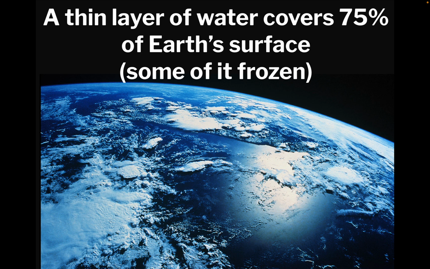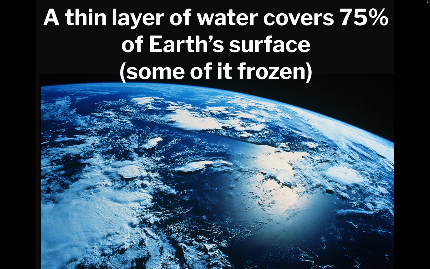We also have vegetation, grass, trees. We have all kinds of soil and sand and sediment that's sitting on top. Even in the ocean, you think about all the sand and the kind of muck and the stuff at the bottom of the ocean. That's actually sitting on top of the solid rock. So a thin layer of water covers 75% of Earth's surface, and of course some of that water is frozen.